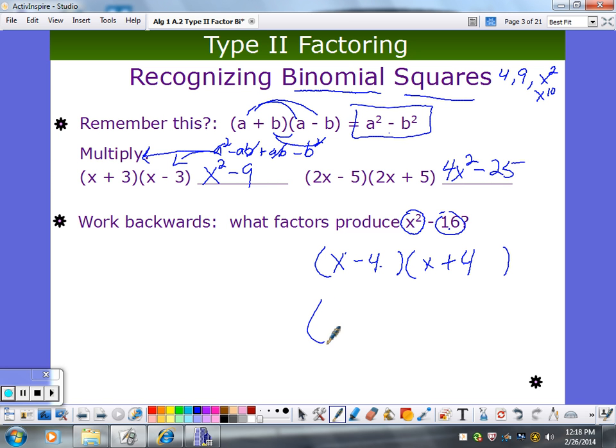Oh, great question. Could I have done this instead? Yes. How come? Which property? Property of multiplication, right? I can multiply in any order. Either one of these is the correct factorization of that. And that's type 2.